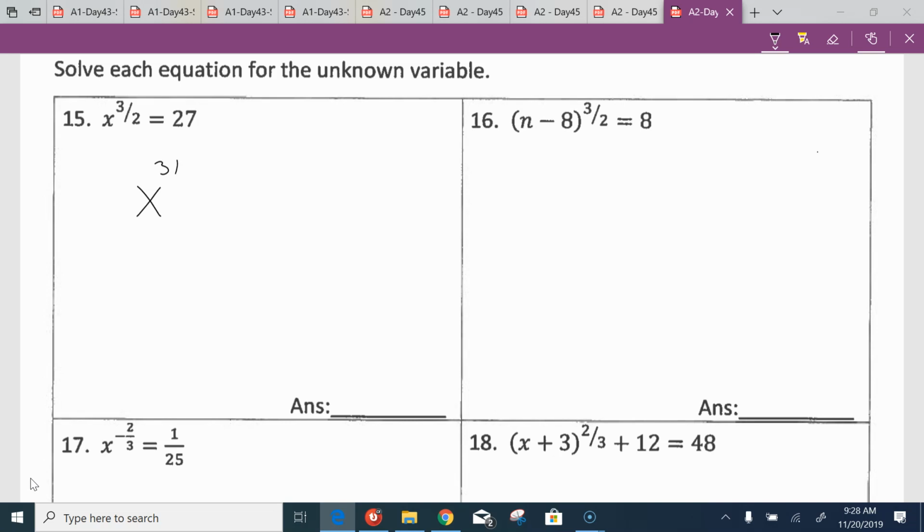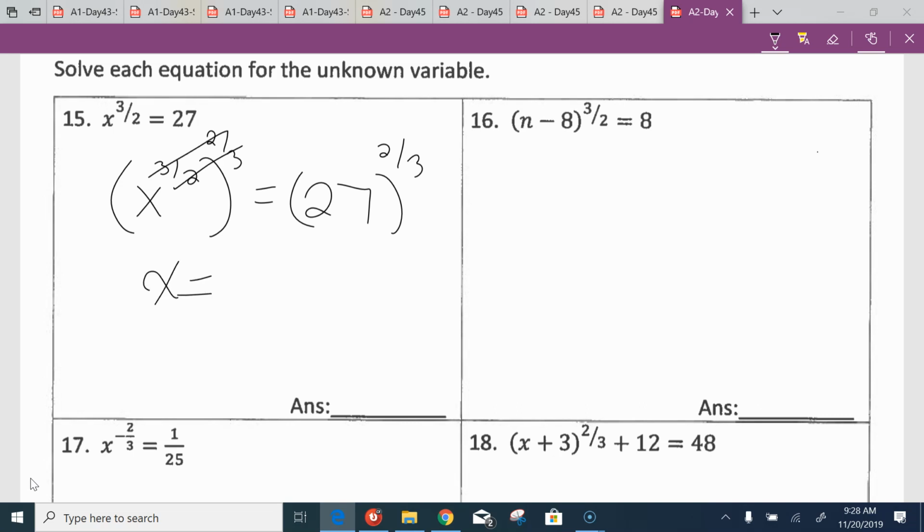X to the 3/2 power. We're going to go ahead and raise it to the reciprocal, which is 2/3. Whatever I do on the left side, I have to also do on the right side. So these will cancel out, and I have x by itself, which is what I want. 27 to the 2/3. That means I have 27, 2 of them. We multiply times the cube root of each one. Because there's 2 of them here, so 1, 2.